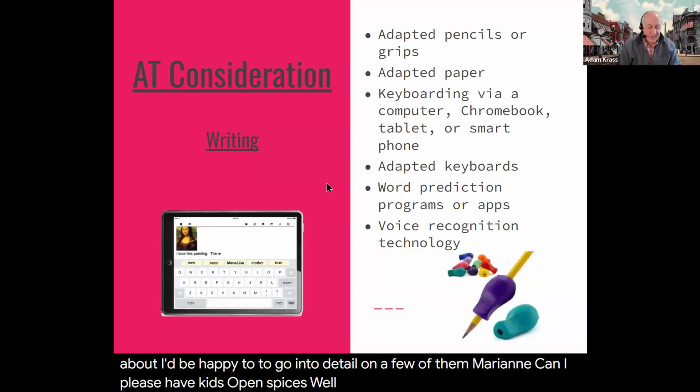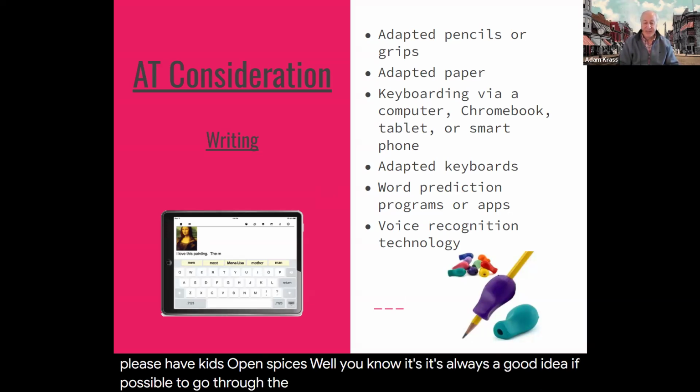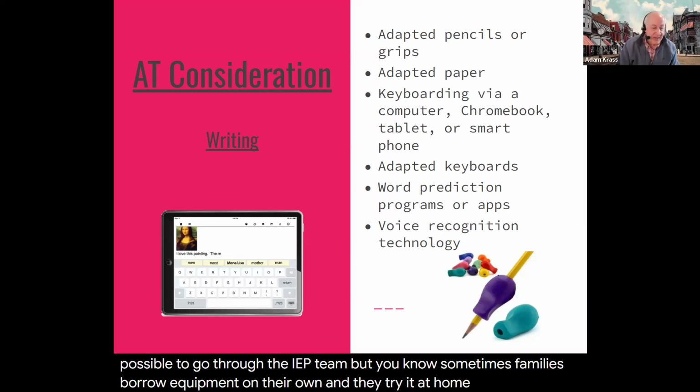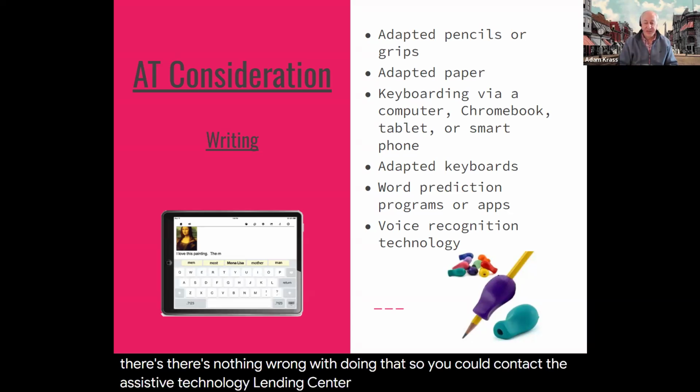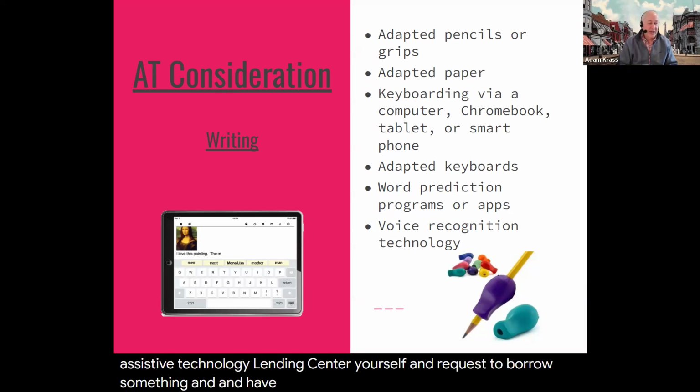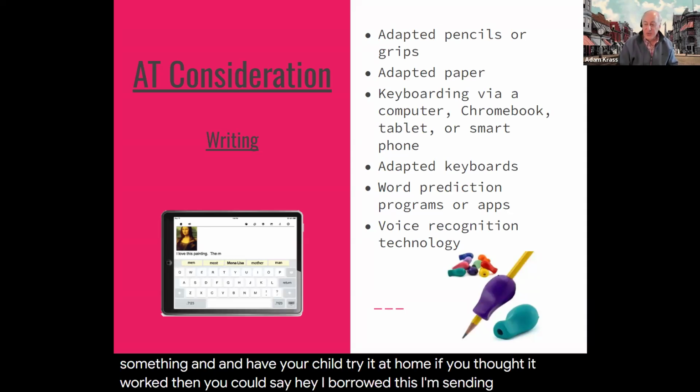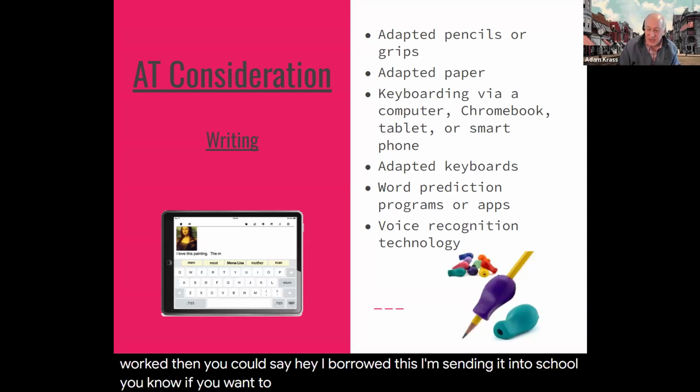Well, it's always a good idea, if possible, to go through the IEP team. But sometimes families borrow equipment on their own and they try it at home. There's nothing wrong with doing that. So you could contact the Assistive Technology Lending Center yourself and request to borrow something and have your child try it at home. If you thought it worked, then you could say, hey, I borrowed this. I'm sending it into school, if you want to give it a try.